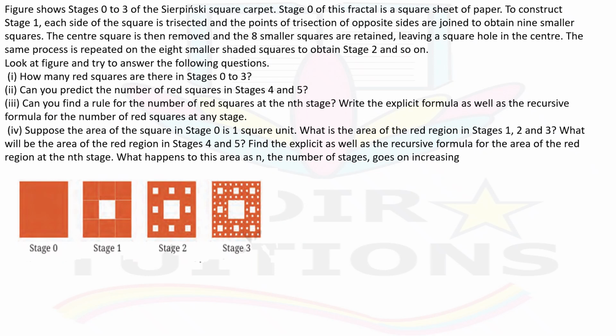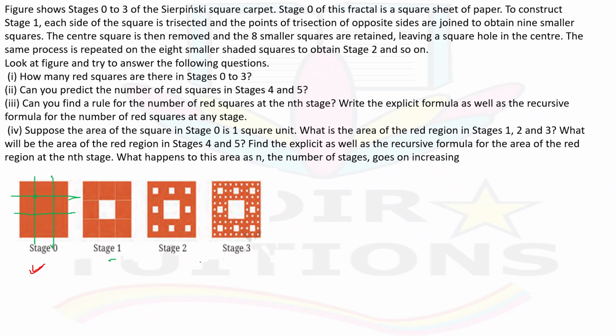Stage 0 of this fractal is a square sheet of paper. So there is one square sheet of paper which is at stage 0. To construct stage 1, we will divide this square sheet of paper with a trisection. So every side is going to be divided into three parts. Trisection means three equal parts. Like that we are going to divide each and every side. That is our stage 1.